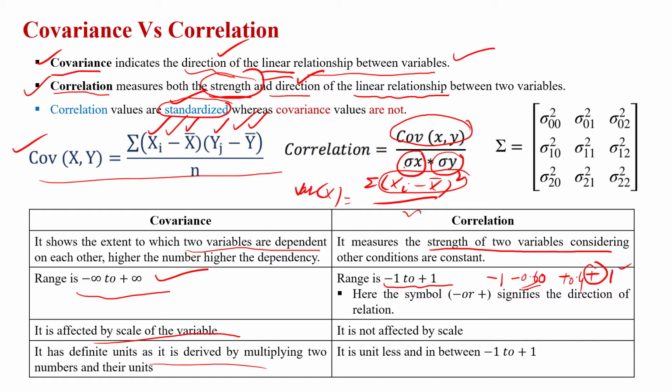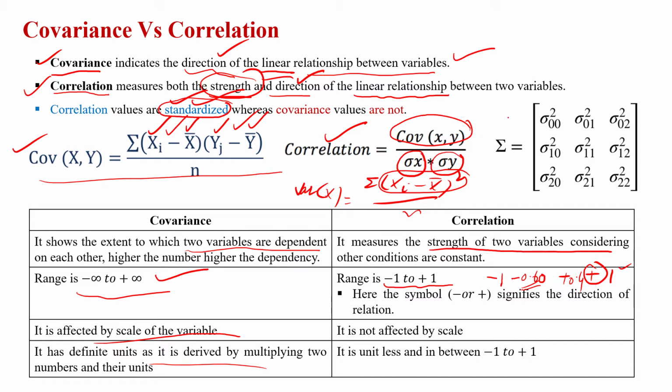I hope you got the idea regarding the covariance and the correlation. Because correlation is using the standardized value, it is not unit focused. So it will provide us an answer between -1 to +1, which is unitless, and that is indicating the strength as well as the direction between the two variables.